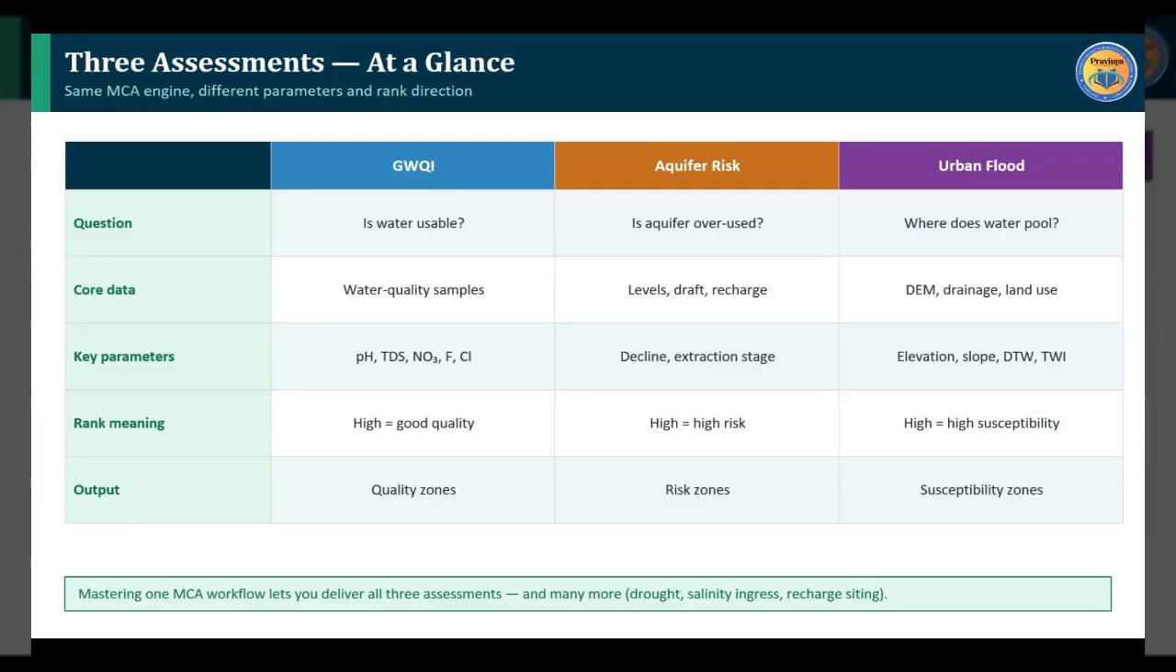Following this, we will look into the practical session of how to go about taking a parameter, reassigning ranks to it, and then multiplying it with the weight that you receive through AHP tabulation, and then the final calculation in order to find out the zones of interest and zones of least interest.